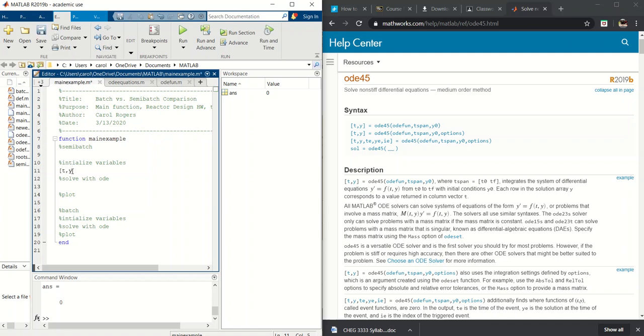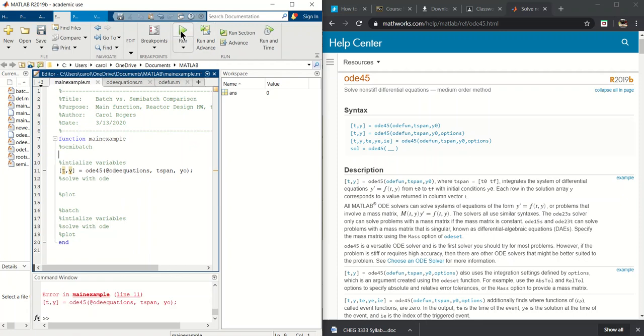t comma y equals ODE45, and our function's name is ODE equations, and then our time span, we'll just call it t-span for now, and then y0. We have to define the time span real quick because right now these are unused, but they're also not assigned. If we tried to run this, actually I'll just show you.